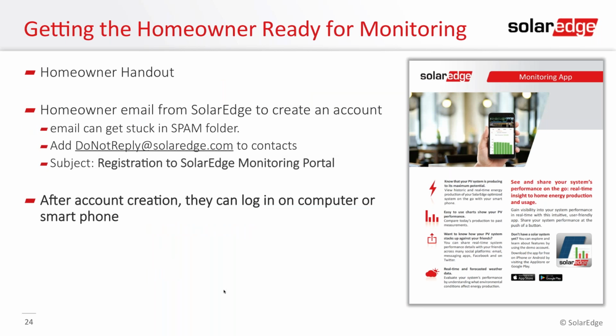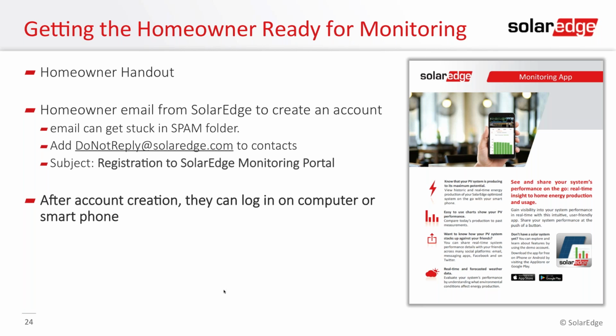So one of the things that we get a lot of questions about, and I can already see some questions coming in, is: sometimes the homeowner doesn't get the email, then what do we do? So this is a guide that we put together. When you sell a system and you're right at the commissioning point and you just finished doing all of it, hand this to the homeowner or email it to the homeowner so they have this guide. This guide will walk them through the benefits of the monitoring app, but then on the back side, it walks them through step by step what they need to do to get access to the portal.